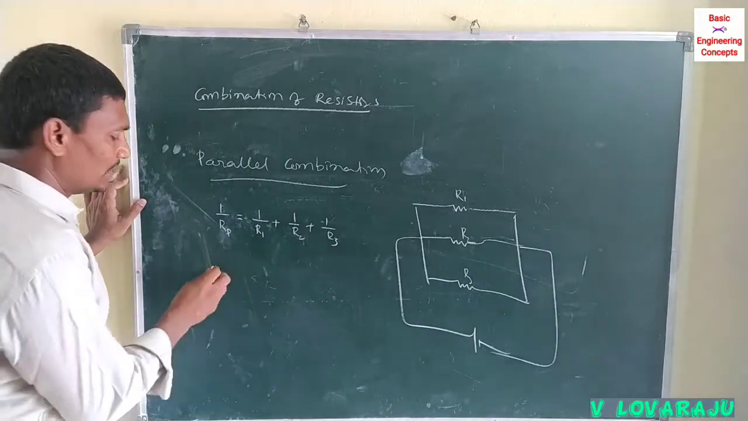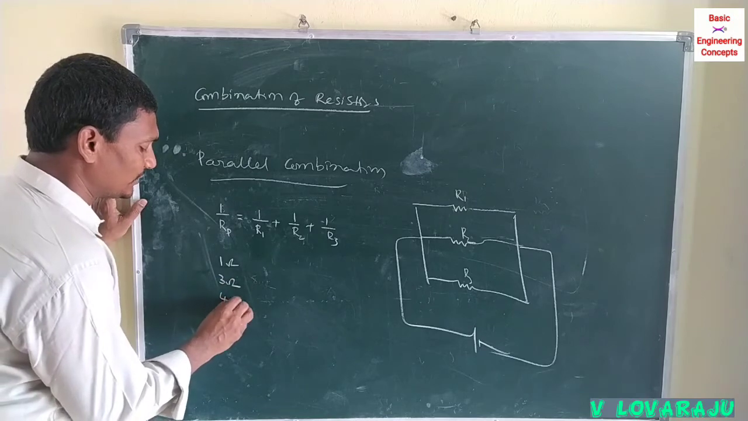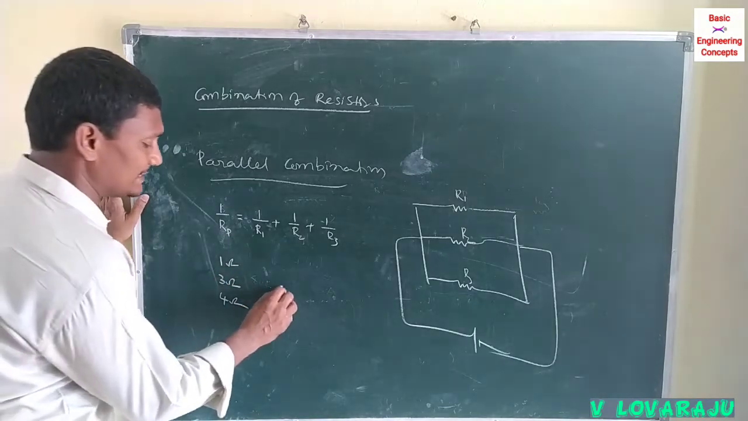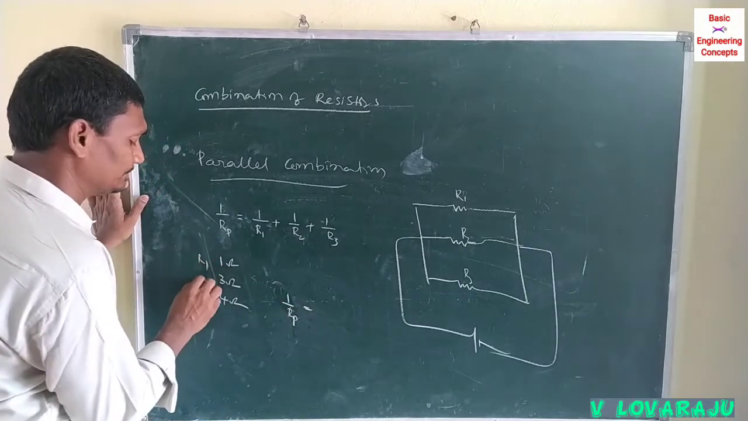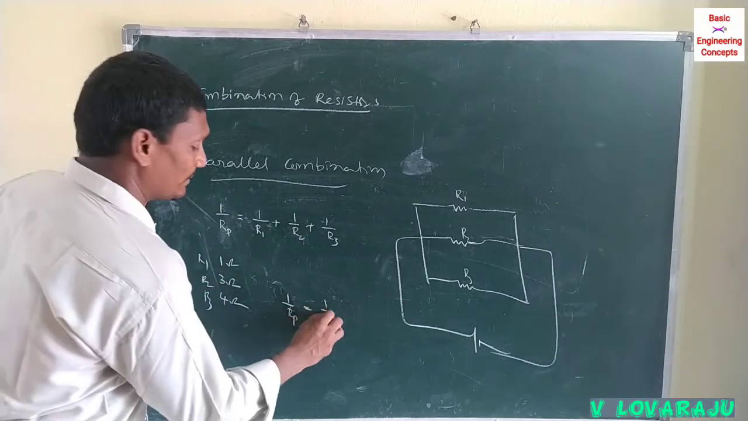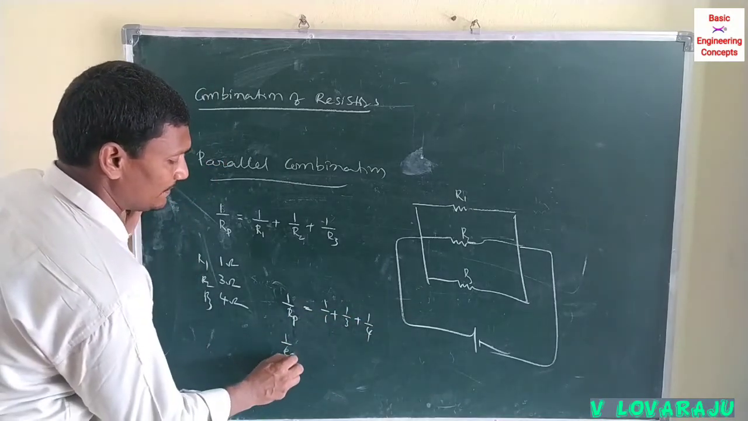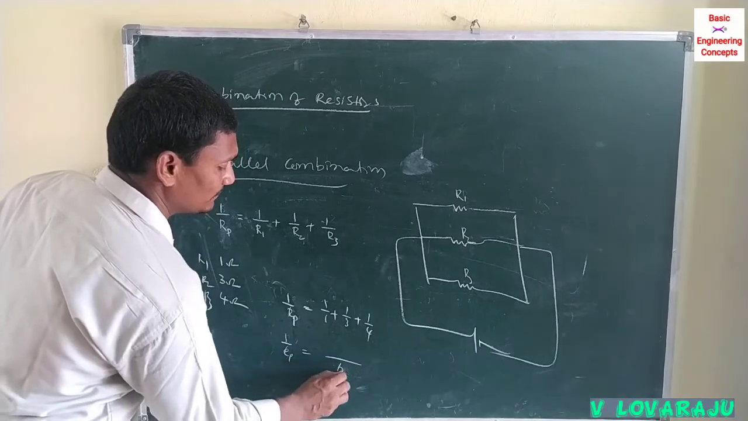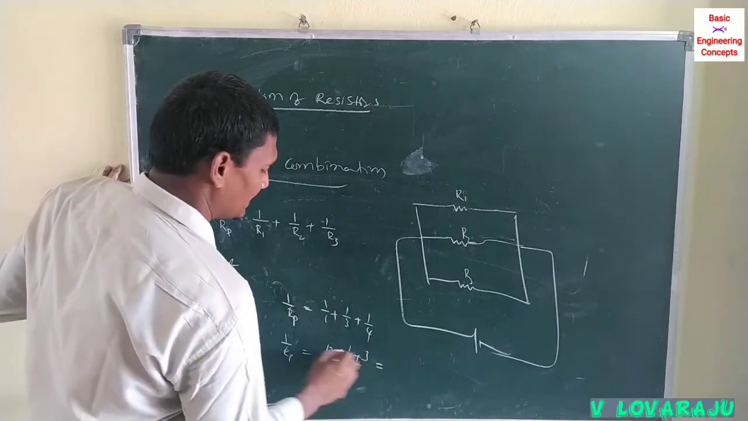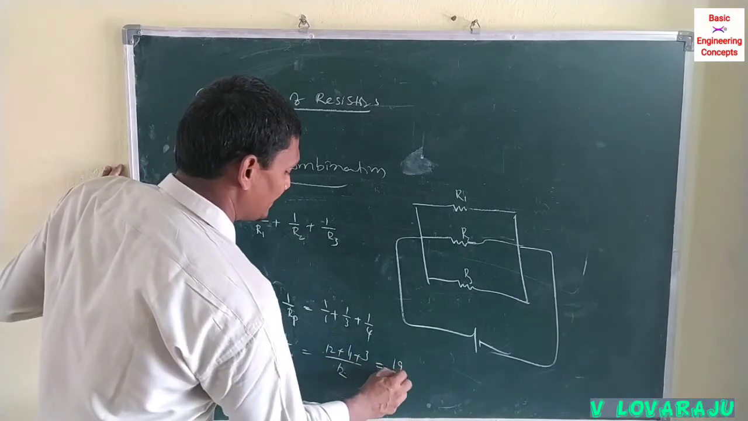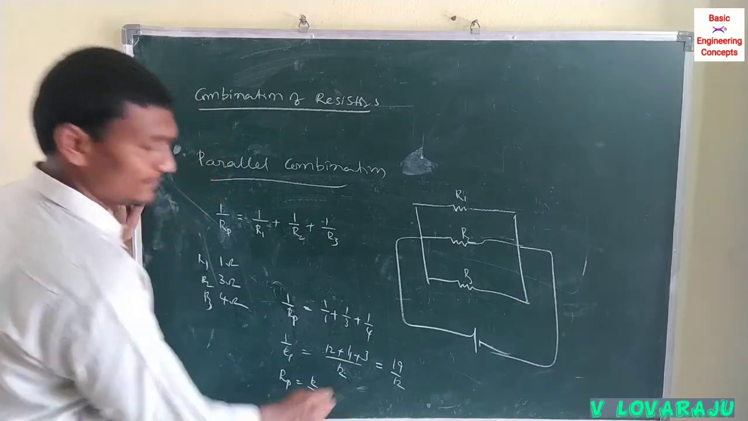For suppose, the first resistor is 1 ohm, the second resistor is 3 ohms and the third resistor is 4 ohms. The effective resistance in parallel combination: 1 by Rp is equal to 1 by 1 plus 1 by 3 plus 1 by 4. That is, 1 by Rp is equal to, with LCM 12, (12 plus 4 plus 3) by 12, that is 19 by 12. Therefore, Rp is equal to 12 by 19 ohms.